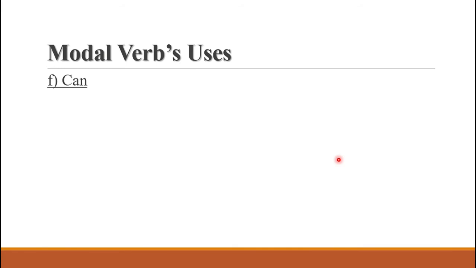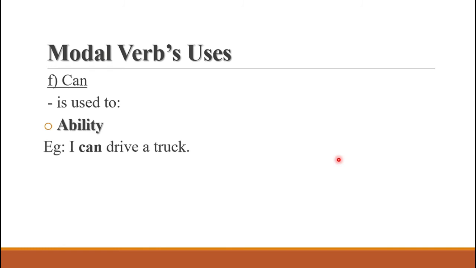Can. When do we use can? We use can to show an ability. For example, I can drive a truck. Can you drive a truck? Yes, I can drive a truck.